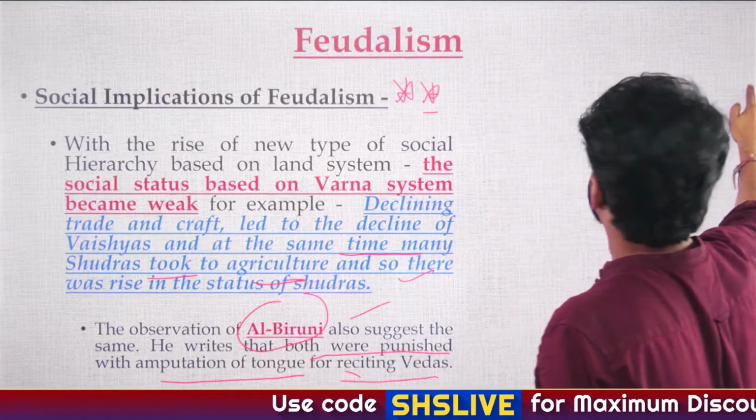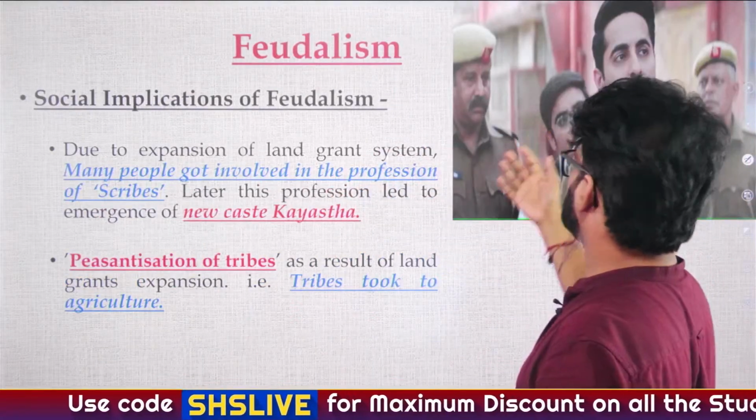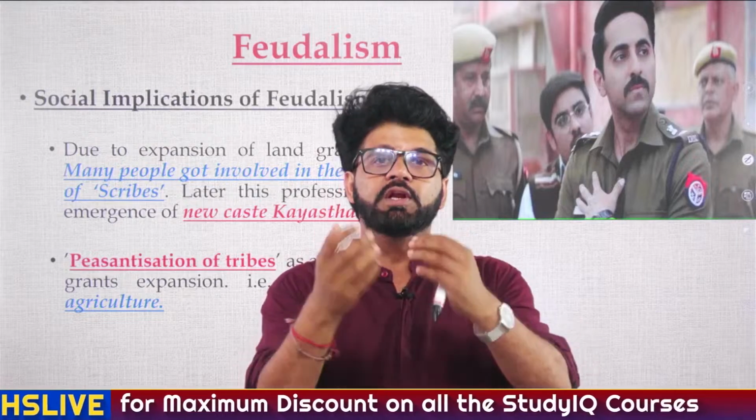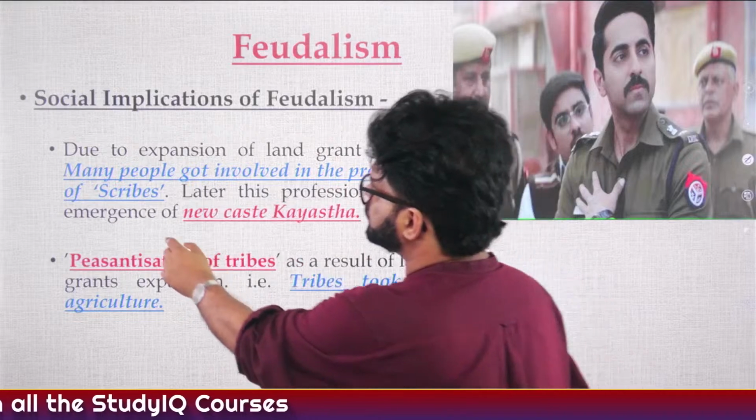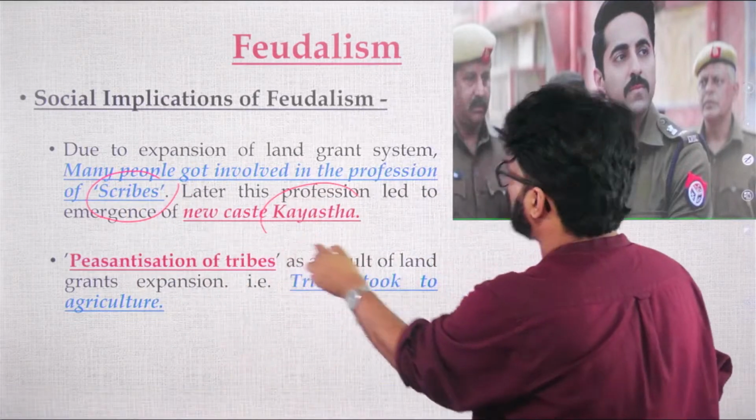Okay. Social implication we are seeing again: because land grants are increasing, you need someone to write about these land grants and record them, which will lead to the emergence of scribes, and the emergence of a new caste called Kayasth.